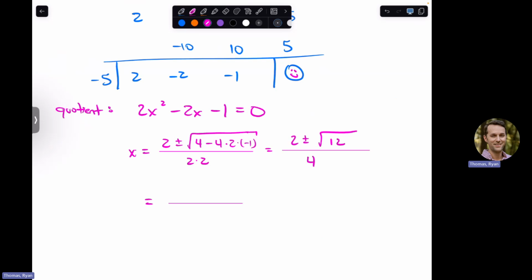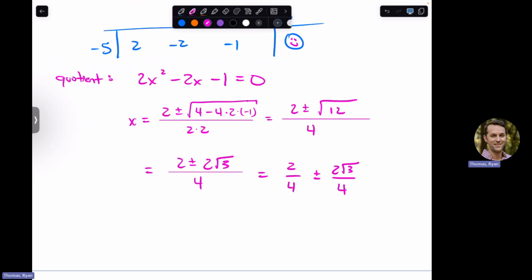12 is not a perfect square, but 12 does have a perfect square factor. So how else can we write the square root of 12? Yep, 2 times the square root of 3. And then because I see lots of even numbers, we can actually reduce that.